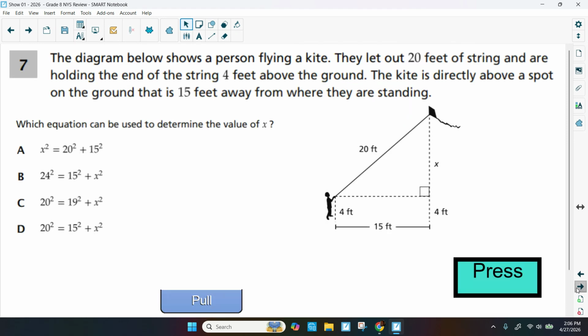All right, let's get down to business. This is question number 7 from the 2025 exam. The diagram below shows a person flying a kite. They let out 20 feet of string, and let me get my pen to underline that.